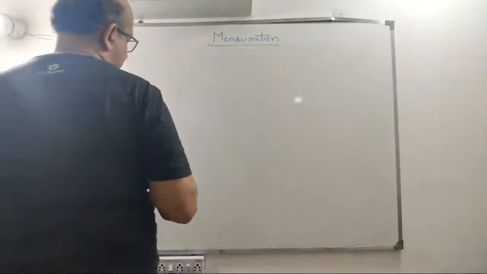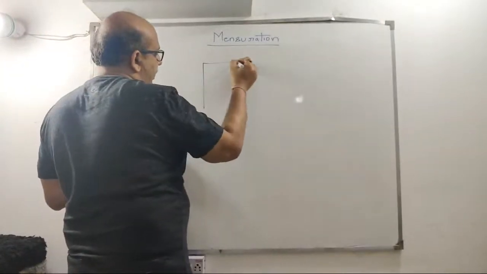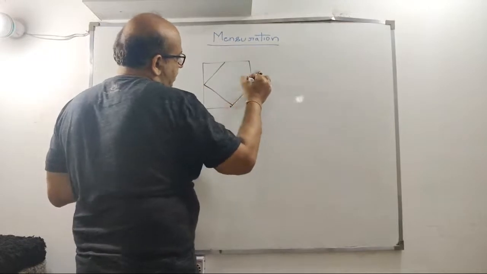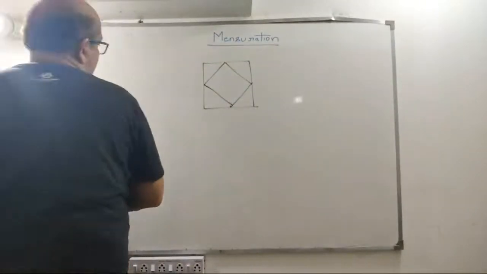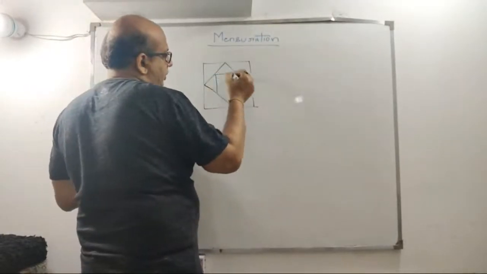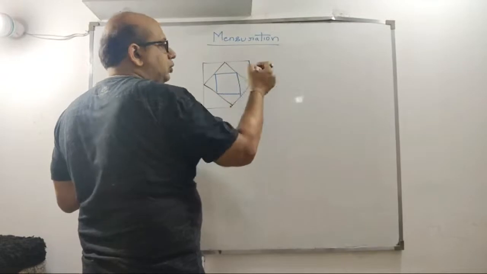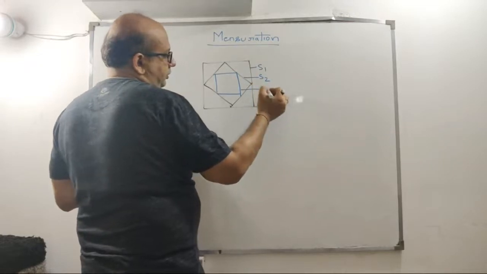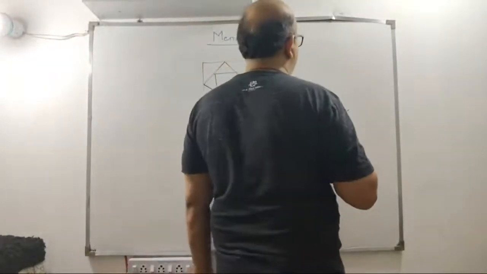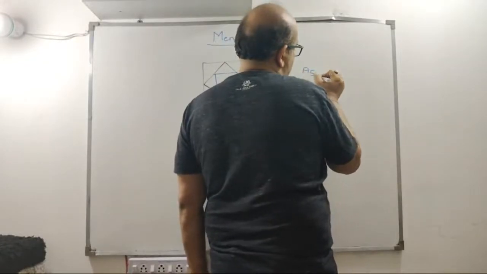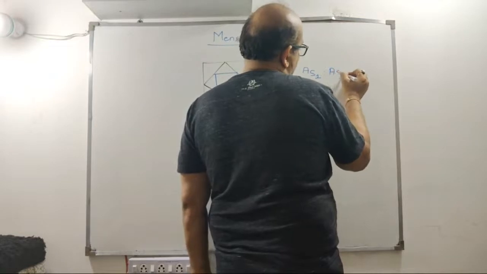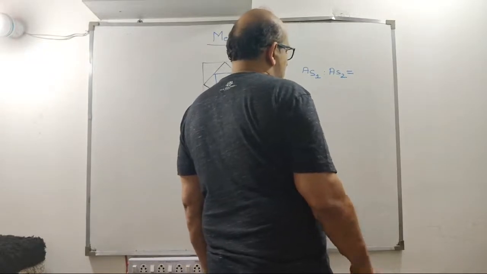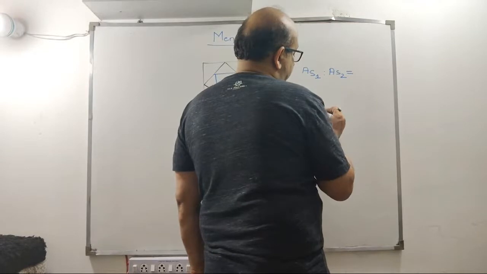Question number 1: this is a square. Another square is formed by joining the midpoints of the square. Then there is another square formed by joining the midpoints of the square, and so on. So this is S1, this is S2, and this is S3. What you need to find out is the ratio of the area of S1 to the area of S2, and the perimeter of S1 to the perimeter of S2.